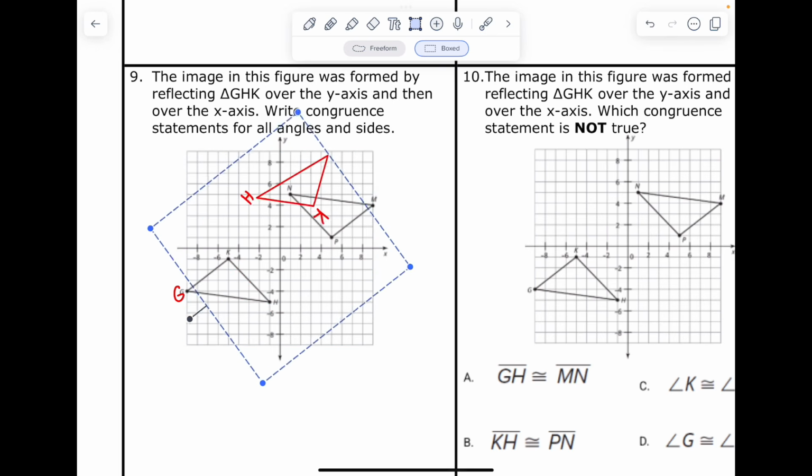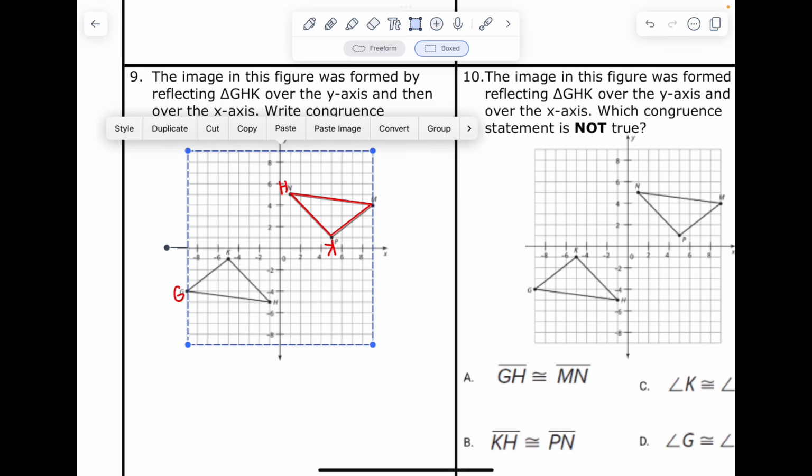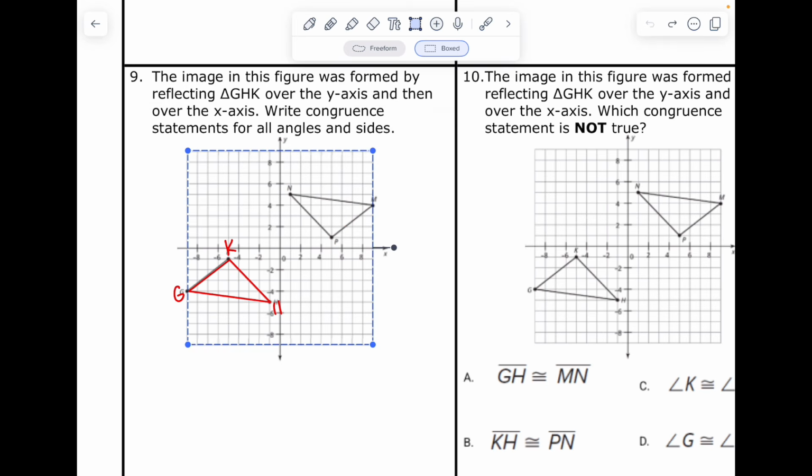All right, so if I rotate this thing 180 degrees, I end up there, which is the same thing. Oh, sorry, we're not supposed to be rotating. We're supposed to be reflecting. So if we reflected this across the y-axis first, it should end up here.